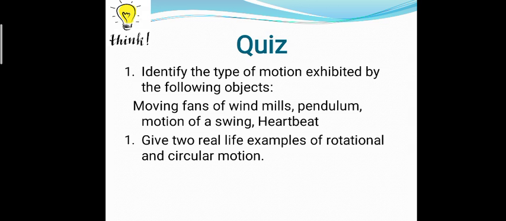So students, today what did we learn? We learned about the similarities and differences between rotational and circular motion.